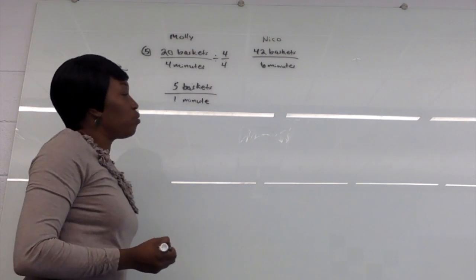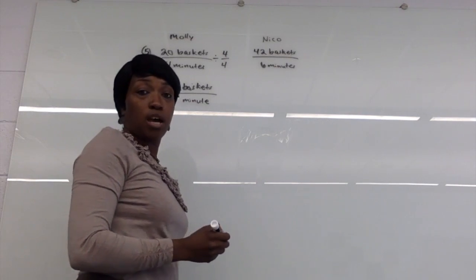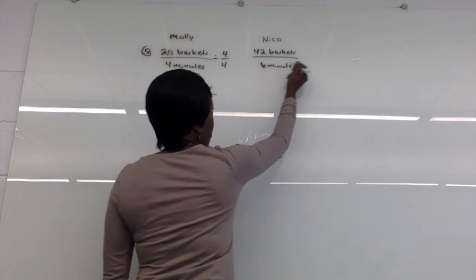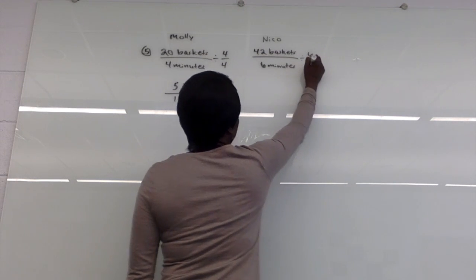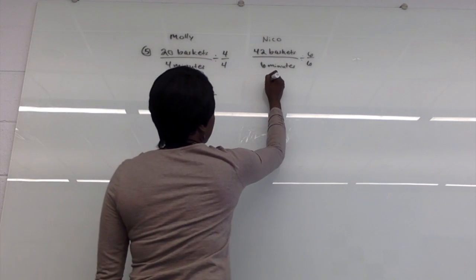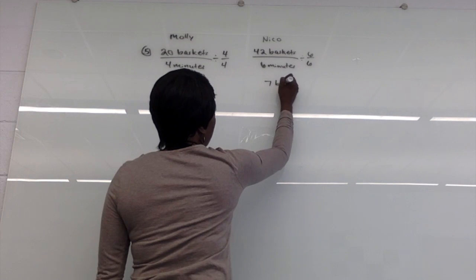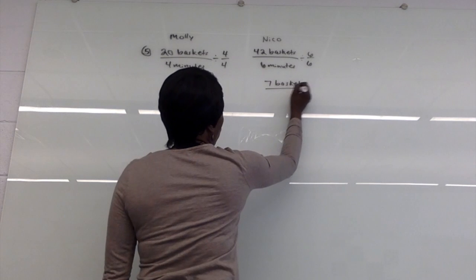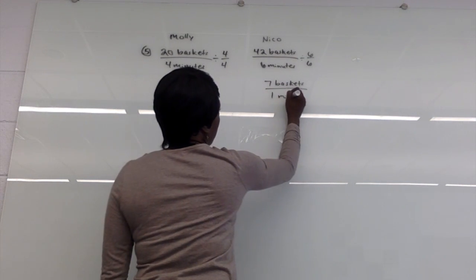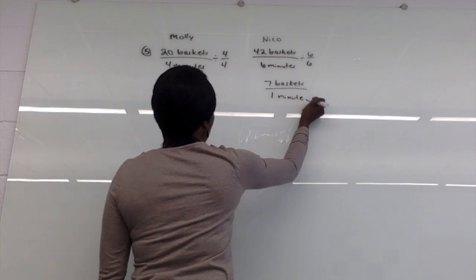Let's go to Nico. Again, I want to get a 1 in my denominator, so I'm going to divide by 6 because I know 6 can go into 42 evenly. 42 divided by 6 is 7, so I have 7 baskets over 1 minute. And then we're going to go back to the question.